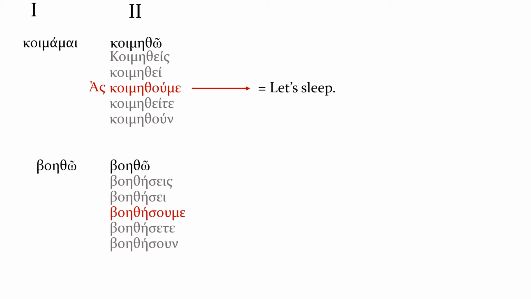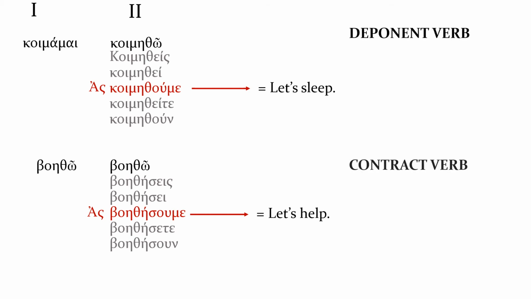Now let's see how this works with different categories of verbs. The first one here is kimame, and in its second principal part it's kimitho, which we can conjugate, kimithis, kimithi, and we get to kimithume. "As kimithume" becomes let's sleep. Voitho is I help, and we can go through the conjugations here until we get to the first person plural. Voithisume, "as voithisume", let's help or let's assist. So even though these verbs are different from the ones that we saw in previous slides, these are called deponent verbs. These are contract verbs. If you don't know what they are, it's okay. They're in other videos, and I will explain them again in an upcoming video. The pattern is the same when we use "as". Okay, we're basically translating it as let's.